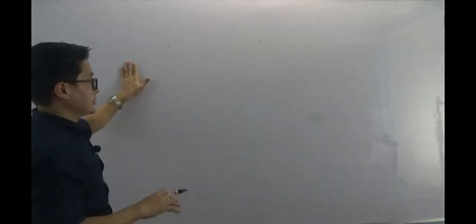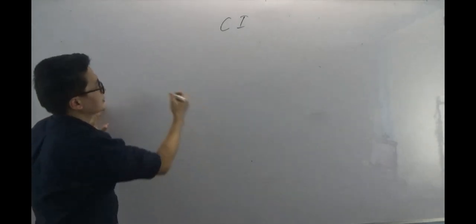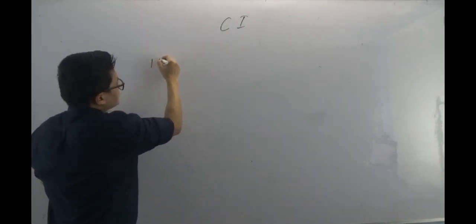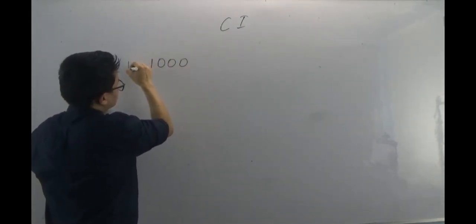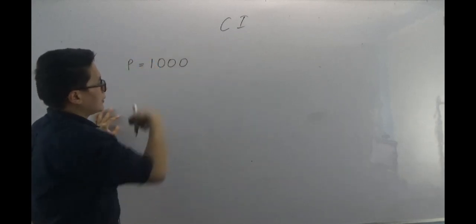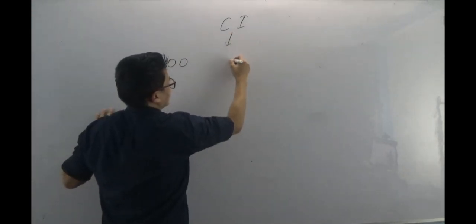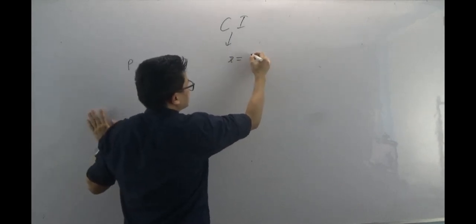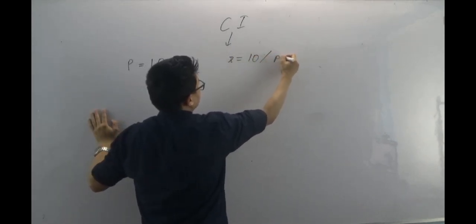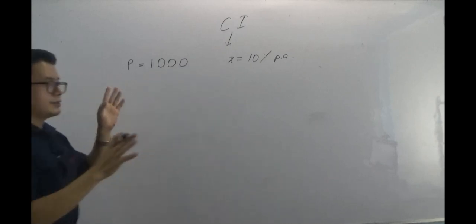First, a very basic understanding, the foundation of compound interest. Let 1000 be the principal. The compound interest rate is 10% per annum. Understanding this is the basic study.